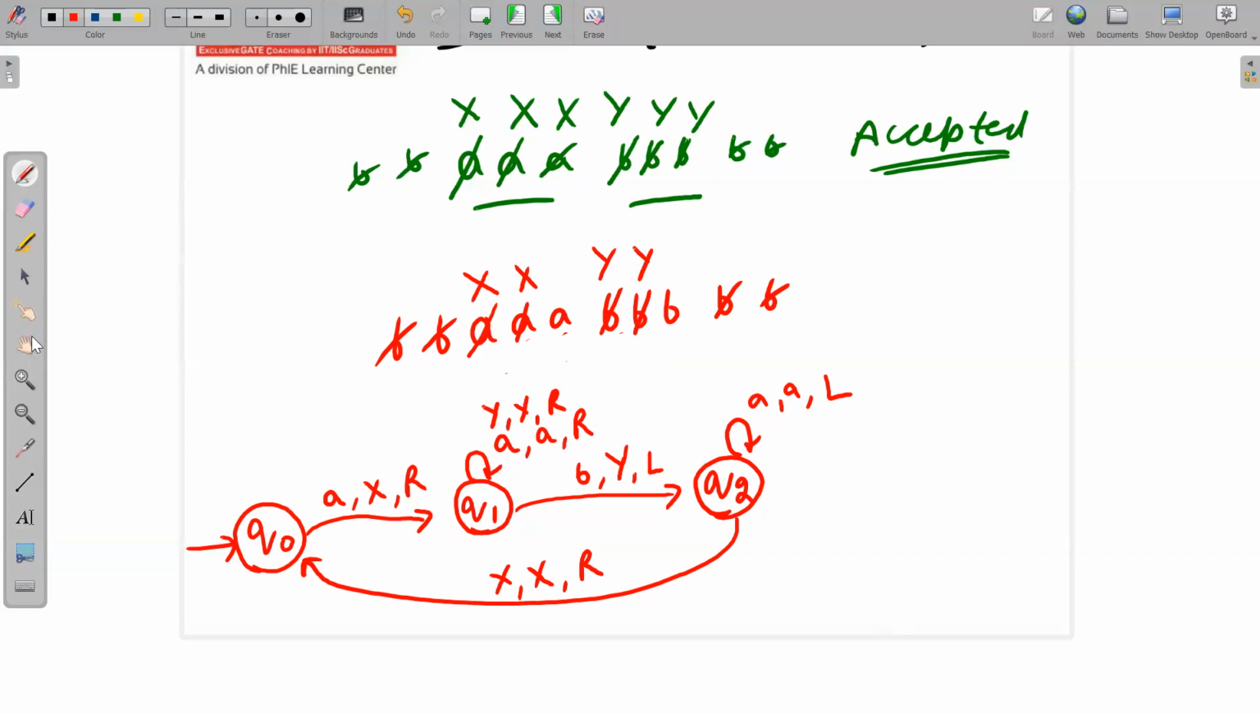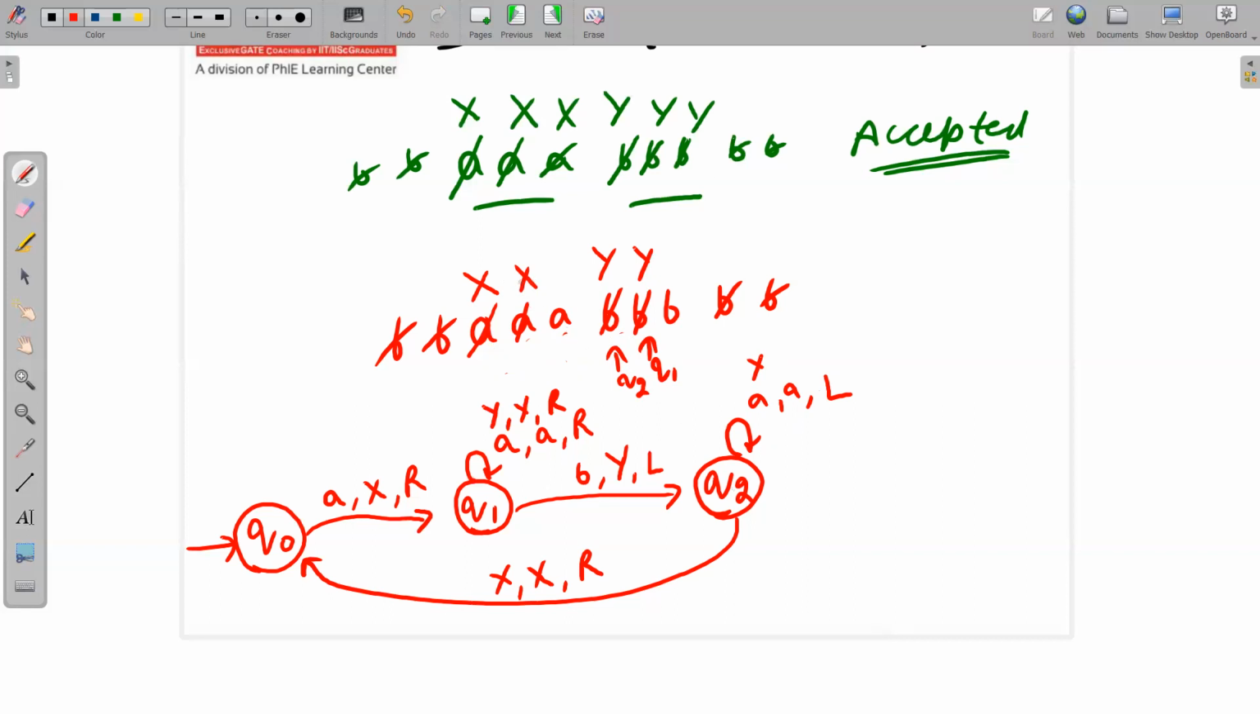So now the state will be Q2. See here carefully. Q1 has read this B, made it as Y and moved towards the left. Now Q2 has read the Y. I have not given the move that Q2 can read Y, so we have to give the move, because now Q2 is in search of X. As soon as Q2 finds X, it will remain as X only and move towards the right.